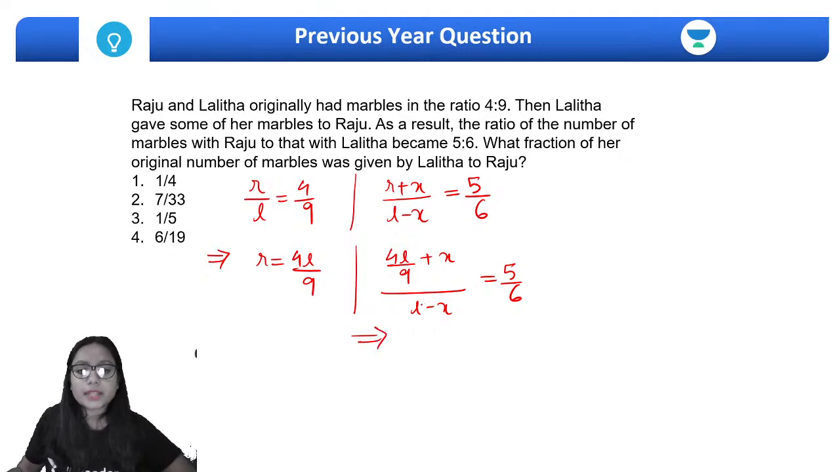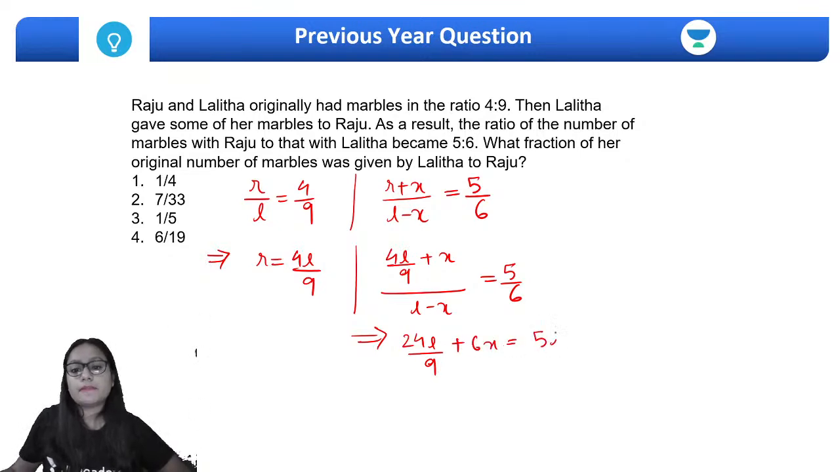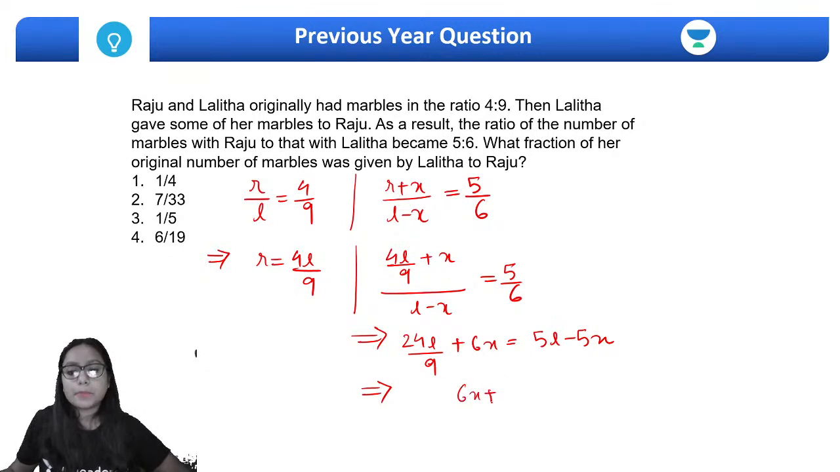If I simplify this by cross multiplying, I will get 24L/9 plus 6X is equal to 5L minus 5X. Simplifying this further, I will have 6X plus 5X is equal to 5L minus 24L/9.